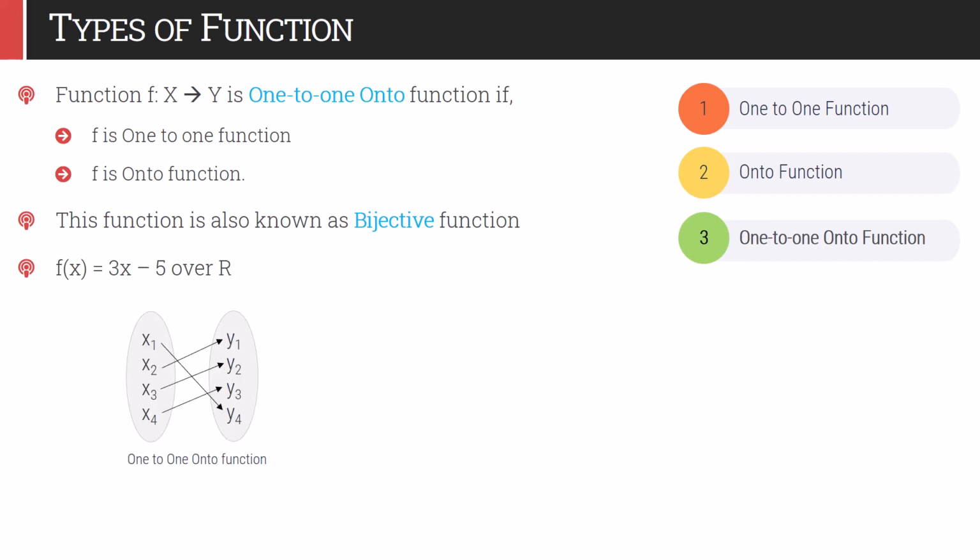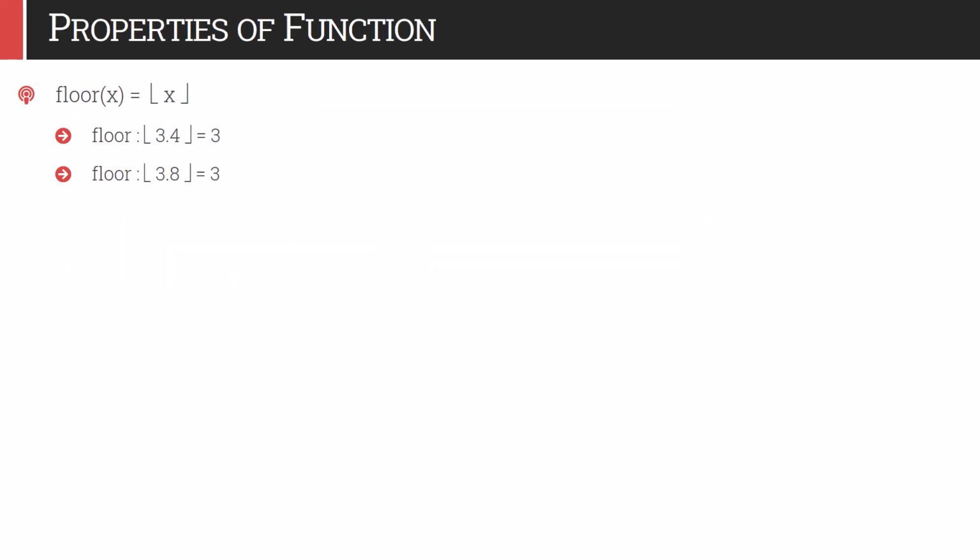If we look at this, this is one-to-one because every x has a unique image in y. This is onto because every y is having some association with x. So if we can find this kind of relation between x and y, then such functions are onto, one-to-one onto, or bijective functions. Let's talk about various properties of the function.